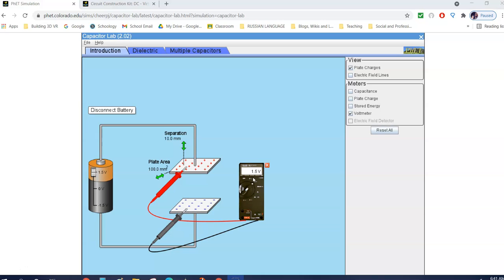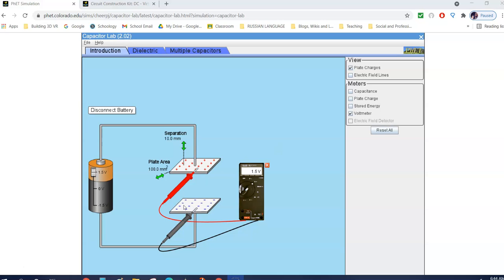And as you notice with the voltmeter, as the supply voltage was increased, the voltage across the plates was increasing. So you should notice that as the supply voltage increased, the voltage across the plates increased. And once the voltage across the plates equals the supply voltage, the flow of electrons stops because the plates are fully charged.